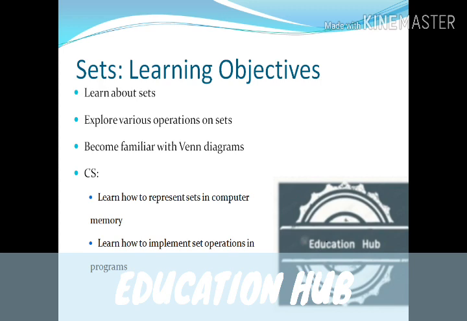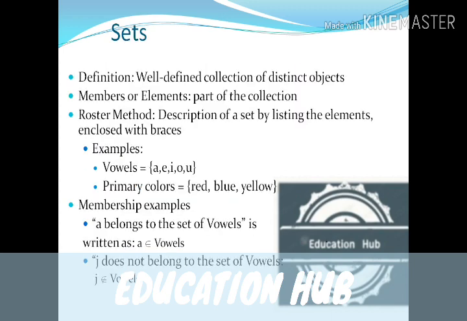Set theory is also necessary for computer science. This is the definition of a set. A set is well defined as a collection of discrete objects, called members or elements, parts of the collection. The roster method is also called listing elements enclosed in braces. You can see here the set of vowels and the set of primary colors. These are examples of sets.